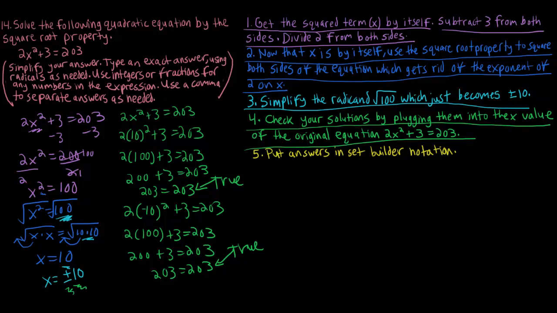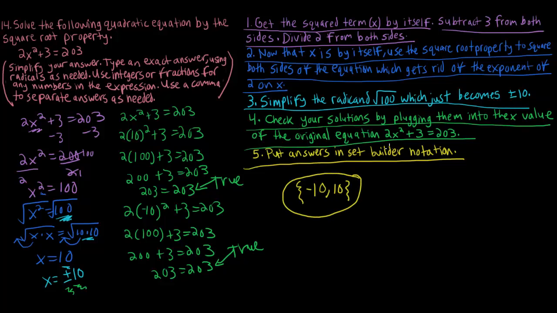And now for step 5, we want to put the answers in set builder notation. So we have our braces or curly brackets, negative 10, and then comma, positive 10, close the set builder notation, and negative 10 and 10 is your answer.